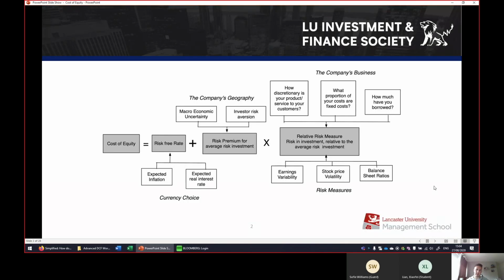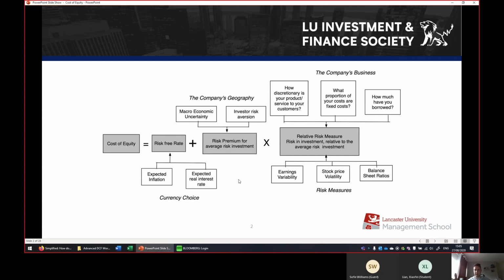So the first thing that we look at is the cost of equity equation, and obviously we start off with the risk-free rate. The risk-free rate covers the look of currency risks. So what kind of risks do I take on by investing in this equity in terms of the currency, and the things that play a part in it are the expected inflation and the real interest rate.